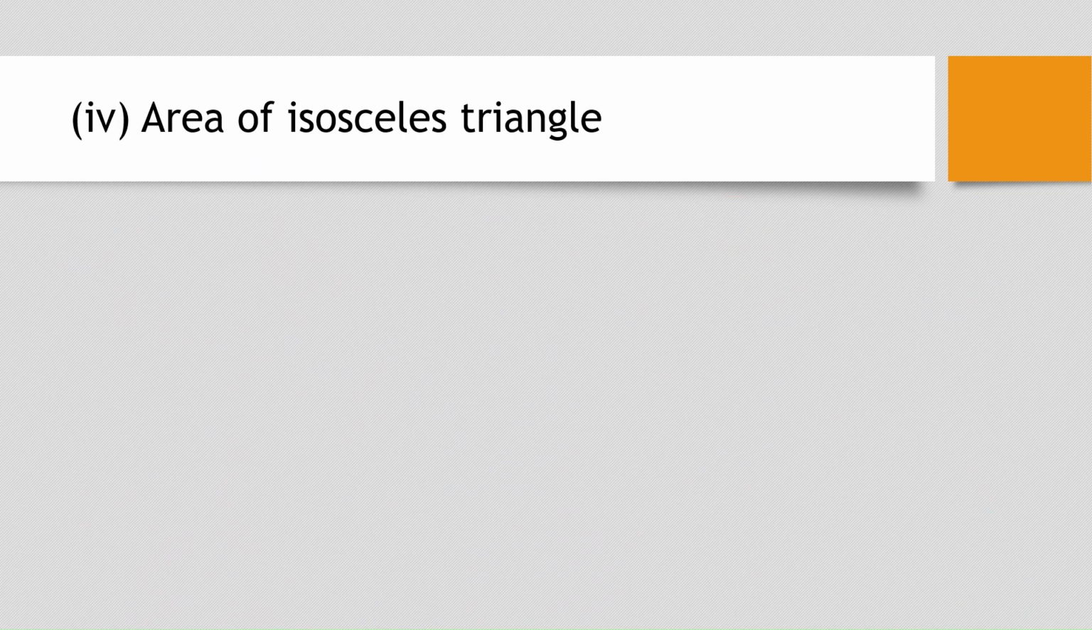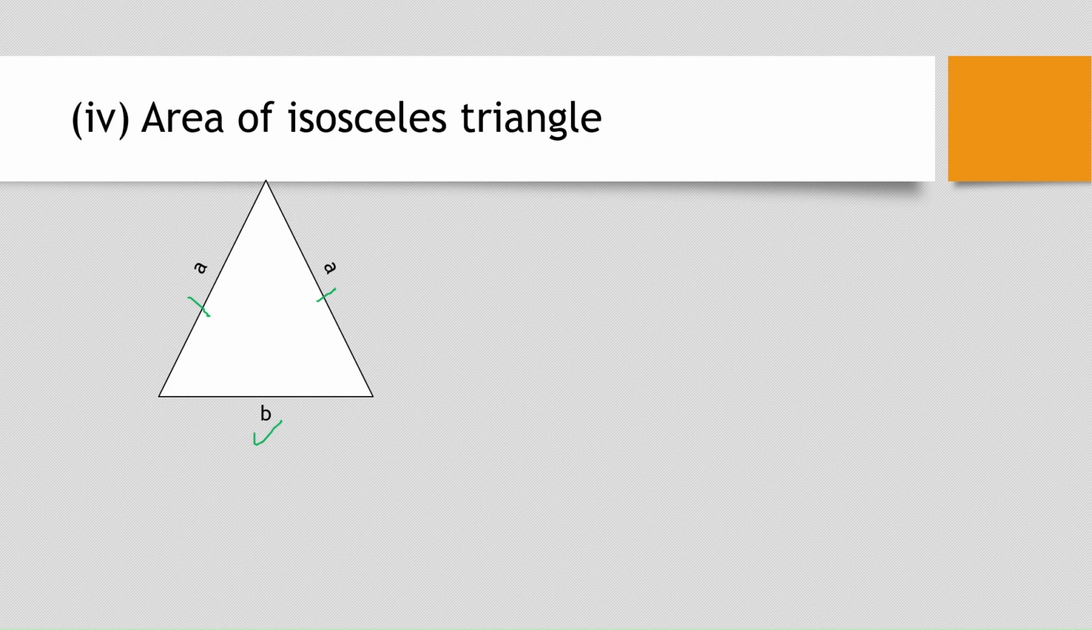So here it's the area of an isosceles triangle. How do we find it? First, we need to know what an isosceles triangle is, right? Two sides of the triangle are the same, but one side has a different measurement. See here, this side and this side have equal measurements, and this is a different measurement.